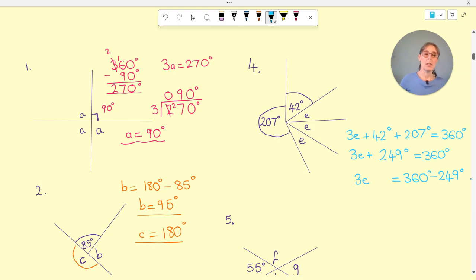Right, I'm going to do that in my head because I can count on. I can do 249 plus 1 is 250, plus 10 is 260, plus 100 is 360. So 110, 111. I think 3E is equal to 111. So let's think. Oh, I've got to divide. Right, I'm just going to move this up. 3E is equal to 111.